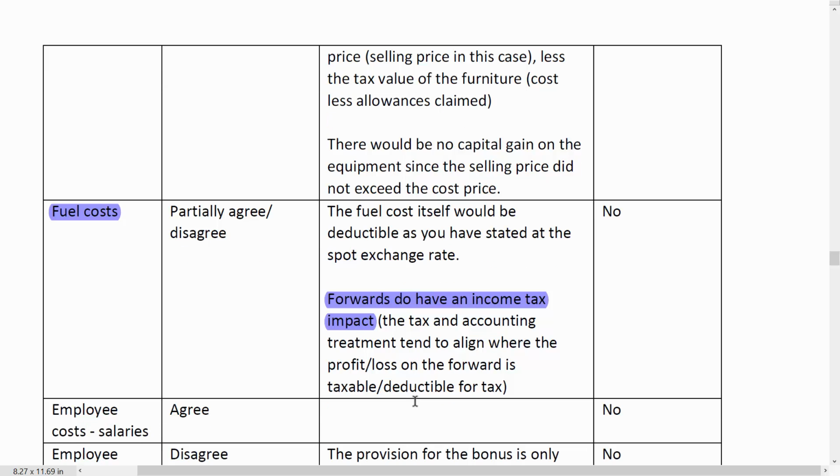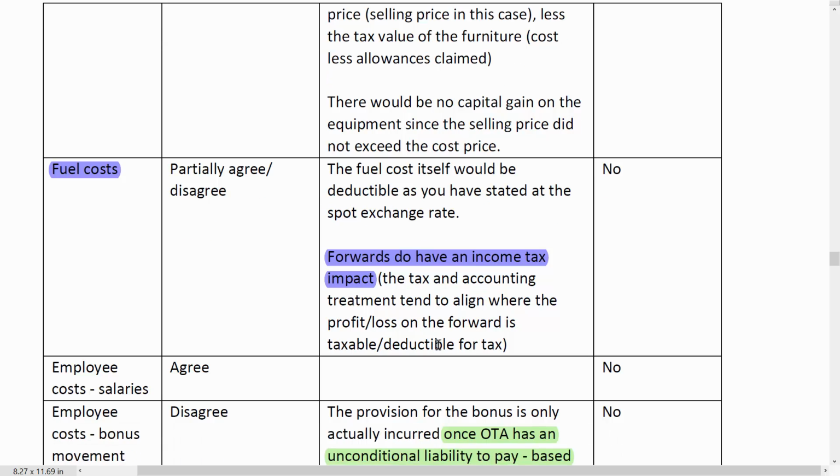Now, in the information of the day, candidates were provided with the fact that there was a forward agreement to purchase fuel. And a forward agreement is merely just agreements to purchase fuel in the future. A forward agreement is not an exchange item, and so therefore there would have been no Section 24I impact on the forward agreement. There's a distinction between a forward agreement and a forward exchange contract in this regard.